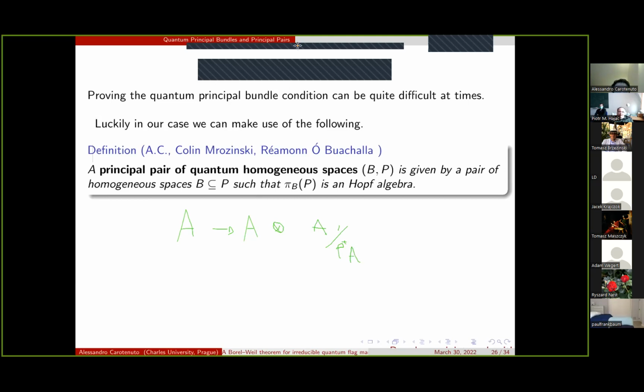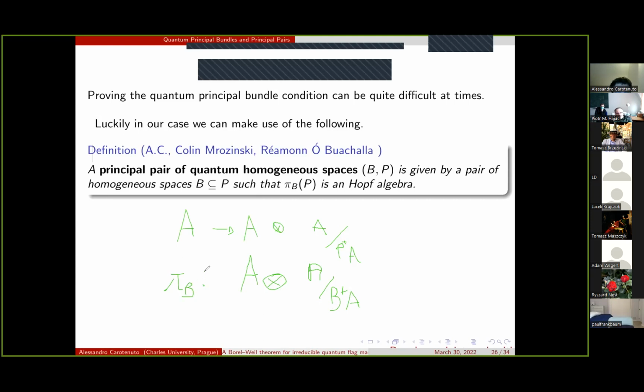Yes, sorry. Now I have this coaction. And I also have the corresponding coaction for B. And now it's B plus A. This is supposed to be an A. Yes. Pi B.